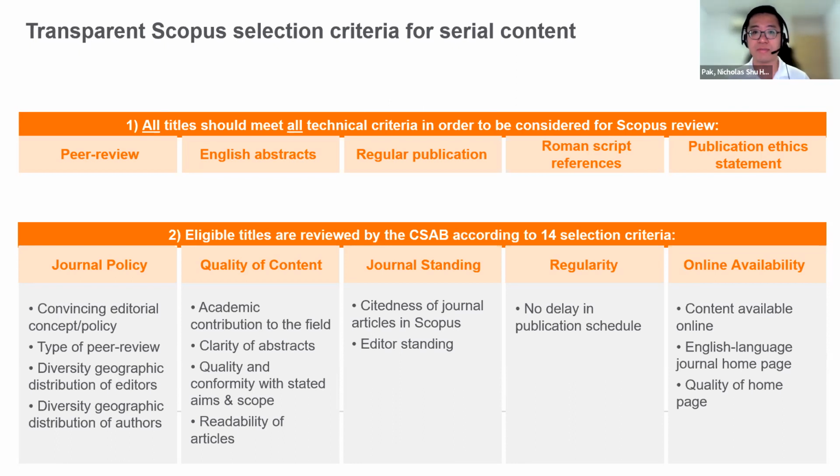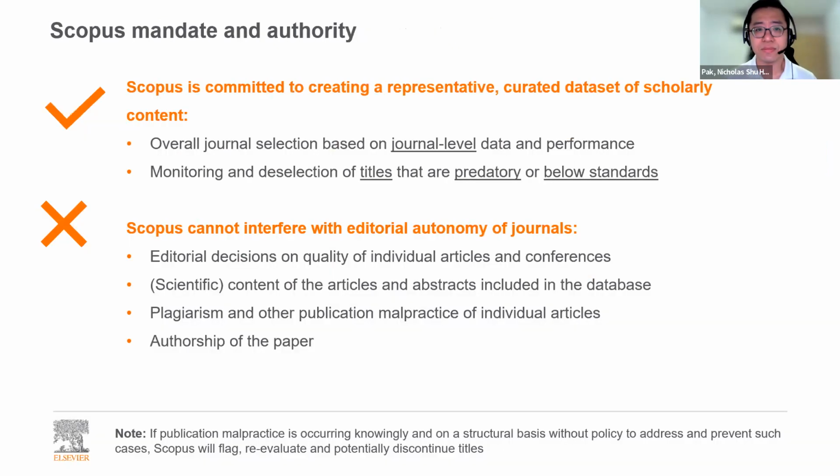I won't be going through them today, but this is basically what a journal has to go through to be indexed within Scopus: two tiers of screening, one more detailed than the other. We are committed to creating a representative, curated data set of scholarly content. The overall journal selection is based on journal level data and performance, not at the article level. And we monitor and deselect titles which are predatory or below standards.